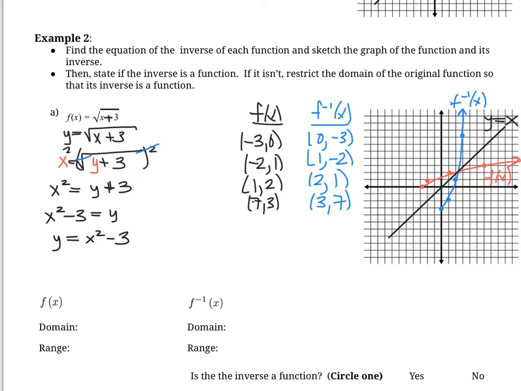So this is the equation of the inverse function, which is why we can write it as f inverse of x is equal to x squared minus 3. So let's take a look at this function, and does it match the graph that we came up with?